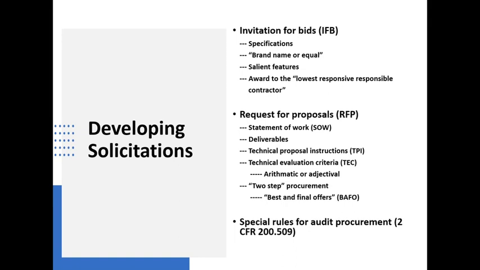Adjectival arrangements are where the solicitation says the most important factor is going to be A, the second most important factor is going to be B, and so on down the line. And it's also possible that requests for proposals will be engaged in something known as a two-step procurement, where the first step in the procurement is to evaluate the technical capability of the potential contractor.